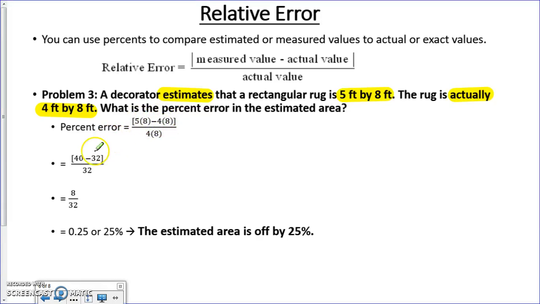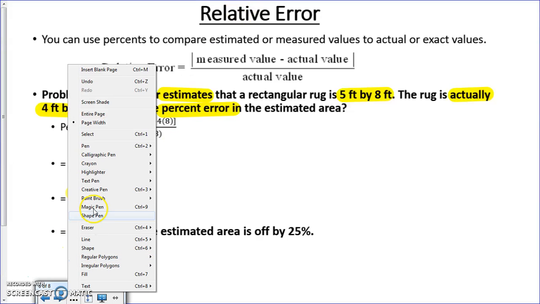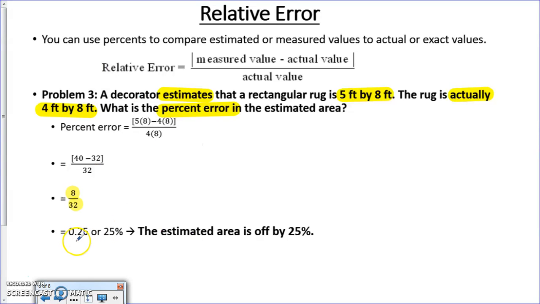Simplify that. The absolute value of 40 minus 32, divided by 32. 40 minus 32 is 8. The absolute value of 8 is 8. Divided by 32 is 0.25. Now remember, it wanted the percent error. So 0.25 is the relative error, expressed as a percent. Remember, move the decimal point to the right 2 spaces, and you get 25%. So the estimated area is off by 25%, or you can say that the percent error is 25%.